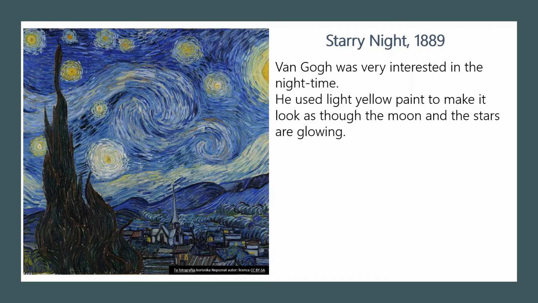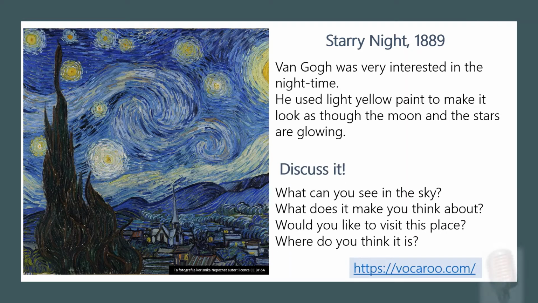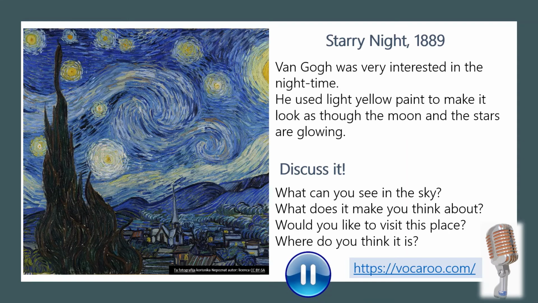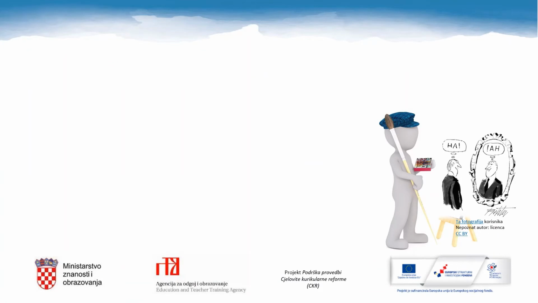Now, here are the suggestions and the things you can talk about in your speech. What can you see in the sky? What does it make you think about? Would you like to visit this place? Where do you think it is? Choose one of the paintings and discuss it. Good luck. You may pause the video now. I hope that your teacher will enjoy your ideas.